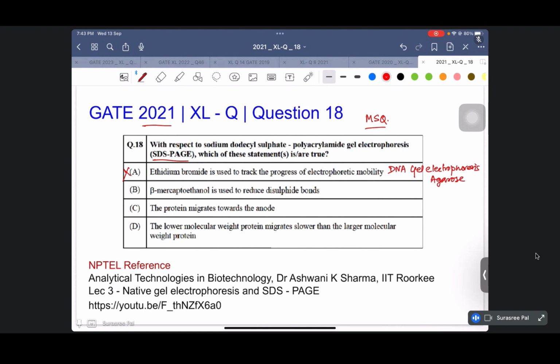Next, coming to beta mercaptoethanol, we have also seen that beta mercaptoethanol is used in SDS-PAGE so that the disulfide bonds can be reduced. So this is correct. Protein migrates towards the anode, it is also correct. It is a positive electrode. The protein is negatively charged, so it will migrate towards the anode. And the last option is not correct, because the lower molecular weight protein will migrate faster than the larger molecular weight protein. So that's all about this question. The correct answers are B and C.